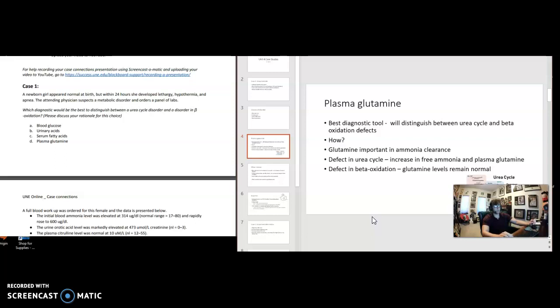the same time. As we know, glutamine is important for the clearance of free ammonia, and ammonia is very toxic, and since glutamine is a great antioxidant, they go hand in hand. So if there was a defect in the urea cycle, we would see an increase in free ammonia and plasma glutamine. However, if there was a defect in beta oxidation, glutamine levels would remain normal.